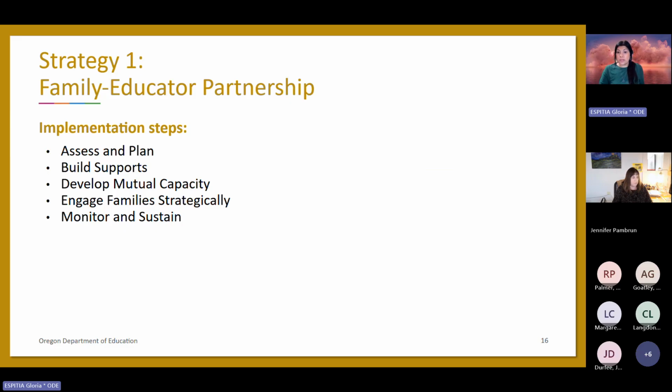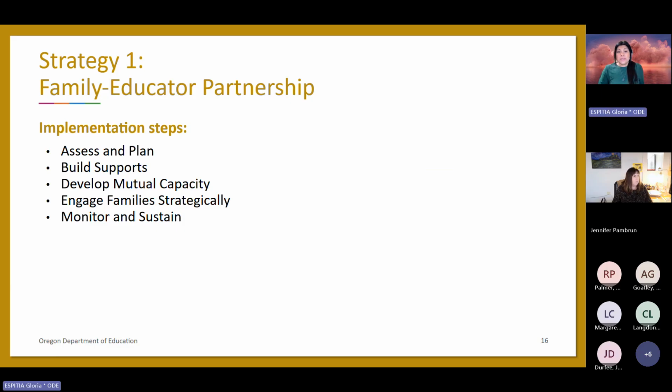And so what does this look like? We want to equip educators with skills to communicate effectively, to collaborate with families, and use culturally responsive strategies. And we also want to support families in understanding curricula, how to navigate the school system, and how to participate meaningfully in decisions. So it's about fostering confidence, knowledge, and relationships on both sides.